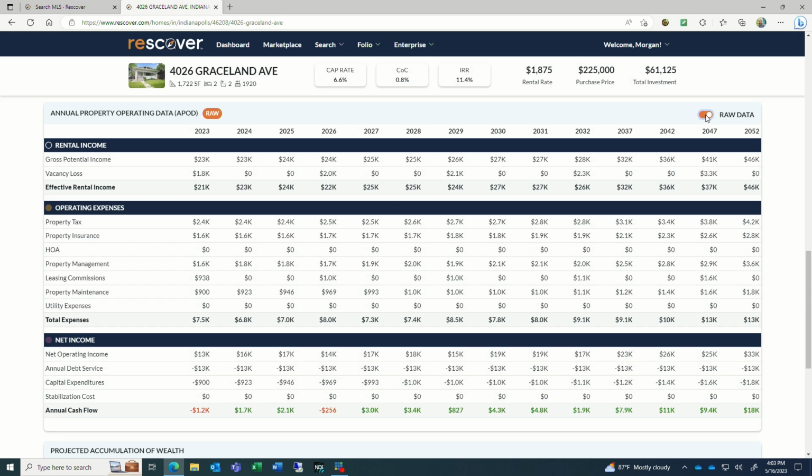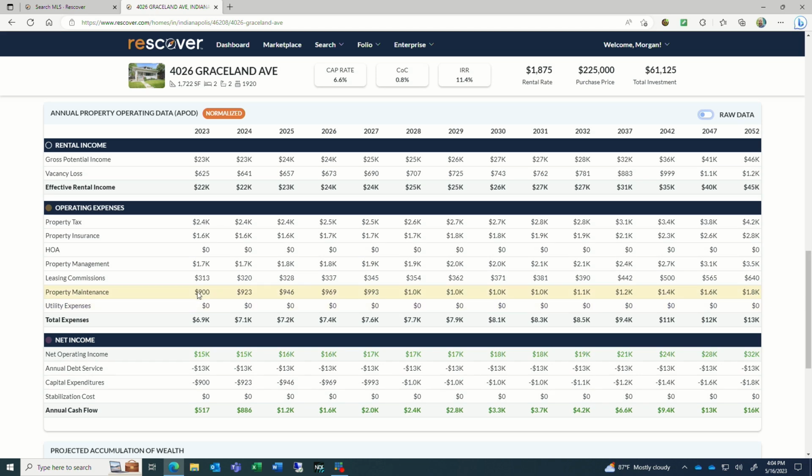If I click the raw toggle, it gives me $938 of a leasing commission in year one, and then zero in the next year and zero in the third year. Our rental rate is actually going to grow every single year, so that 938 now grows to $1,000 of a leasing commission in the fourth year. That's probably how it'll really happen in real life, but generally, when you're analyzing something on a long-term basis, you spread it out, you normalize it, you average it out, because we don't really know when it's actually going to happen. So I'm going to turn that off, go back to normalized, and leave that alone.